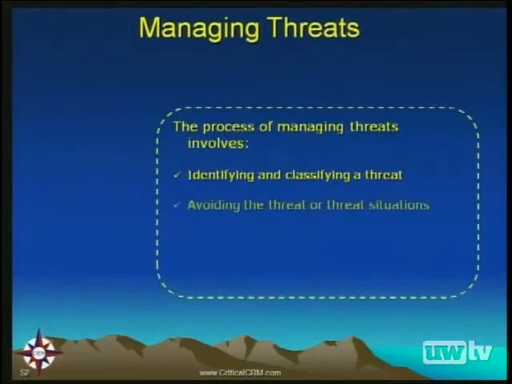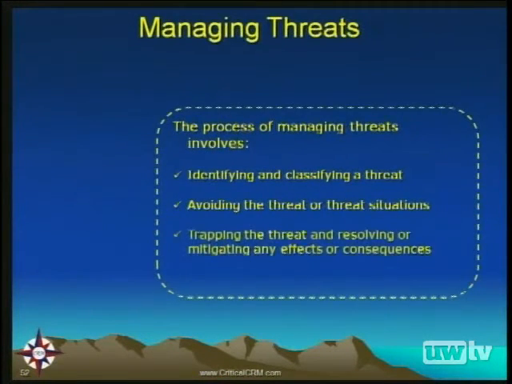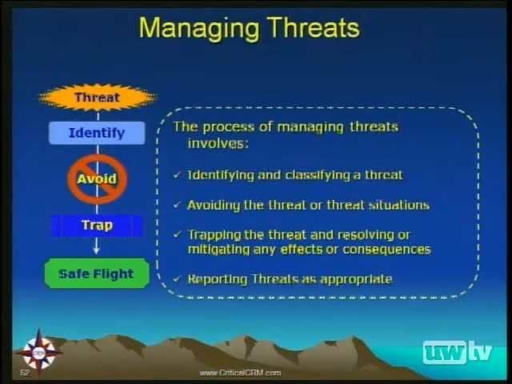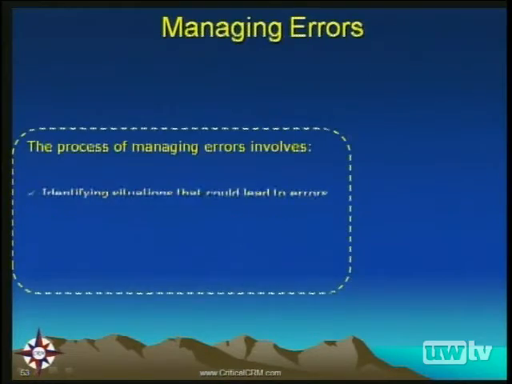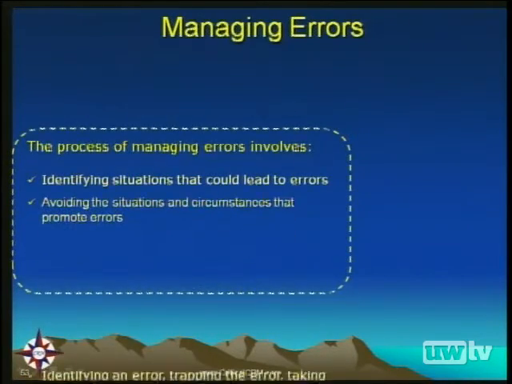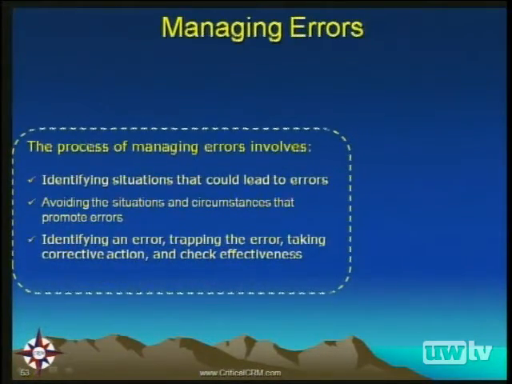Managing threats, basically the way we manage them starts with identifying, classifying a threat, how serious it is, avoiding the threat if we can. That's the key thing we do. Trapping a threat, if we can't avoid it, we trap it, we deal with it in whatever way we can to mitigate the potential consequences. And the final step is reporting threats if it's appropriate to report them. Errors, on the other hand, very similar process. You identify the error, avoid situations where errors are going to happen if you can, and if you have an error, you correct it, you fix it, you mitigate it.